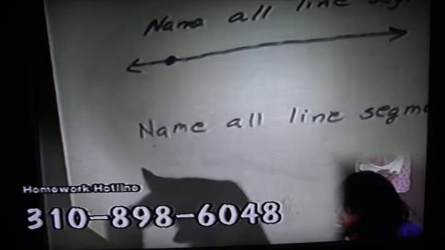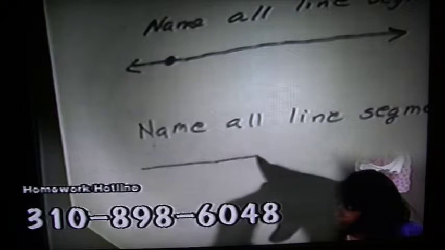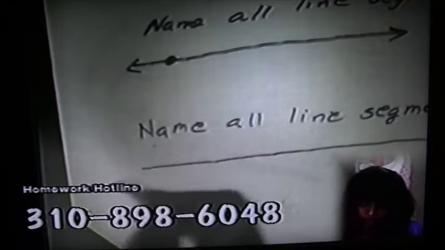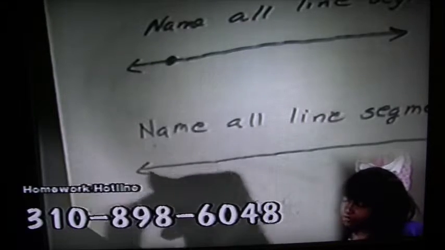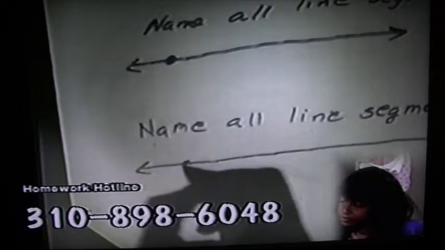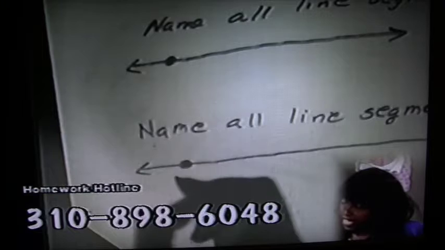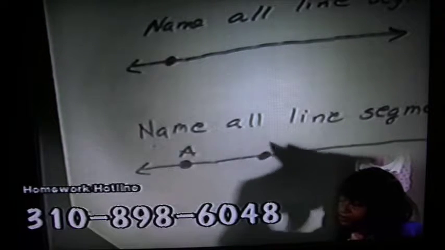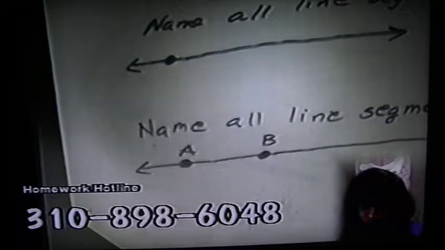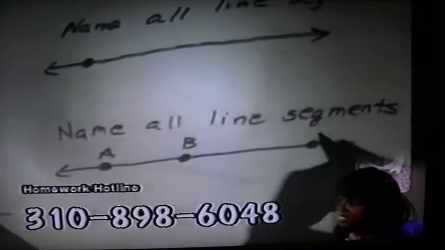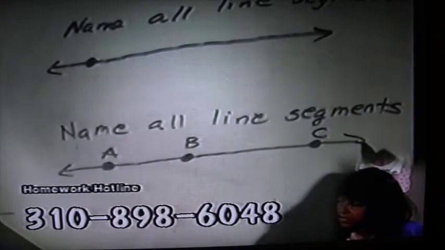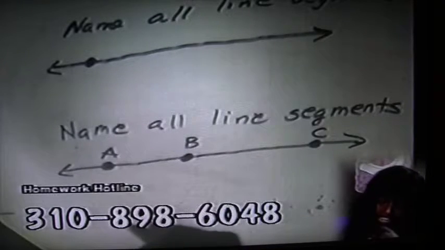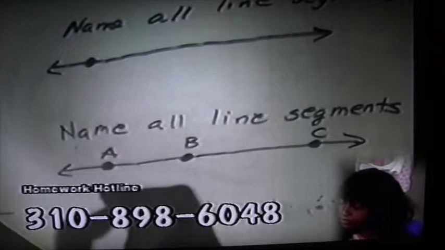Okay, I'll draw the line again. Try to draw a straight line for you here. And we have, remember we talked about points. We have point A. We have point B. We have point C. Now, we said name all the line segments.